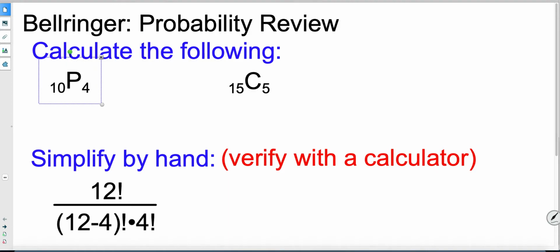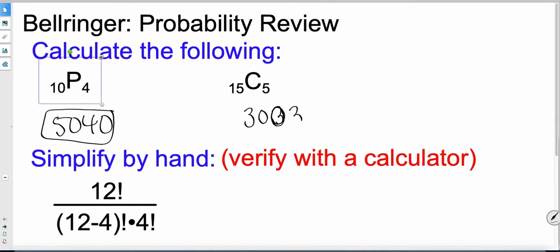So we're gonna have to use that permutation button in our calculator. It'll be 10P4. And when you do that, you will get 5,040. Okay, so that's just practice using your calculator for that one. And then the other one is a combination, so it's 15 choose 5, so that is 3,003. Okay, so that's just some quick practice using your calculator.